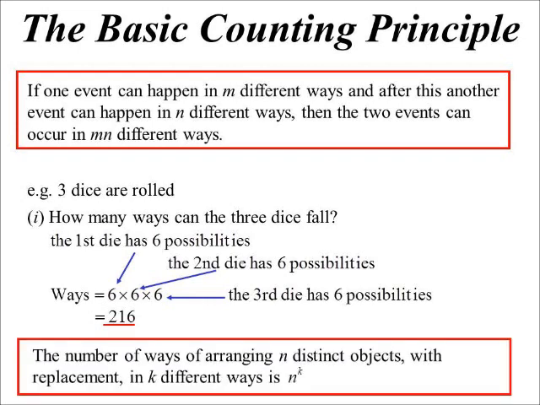So the number of ways of arranging n distinct objects with replacement, okay? This is important because it's with replacement we're talking about here. Once I've rolled a six, it doesn't mean I can't roll a six again. In k different ways, it would simply be n to the power of k. So in this one, I could have said 6 cubed rather than 6 times 6 times 6.